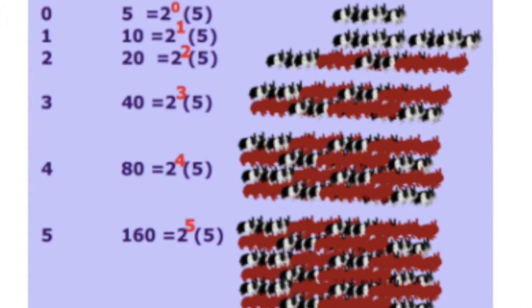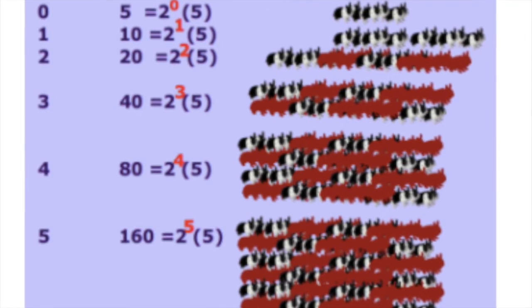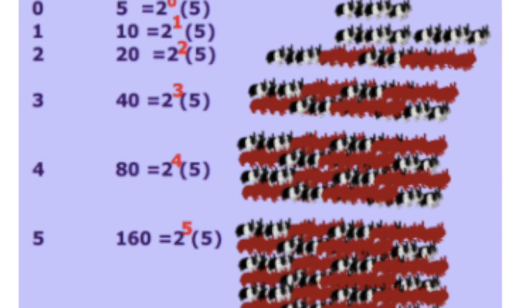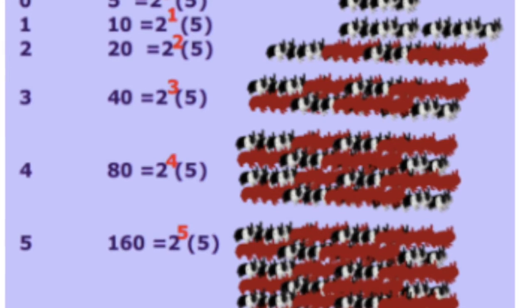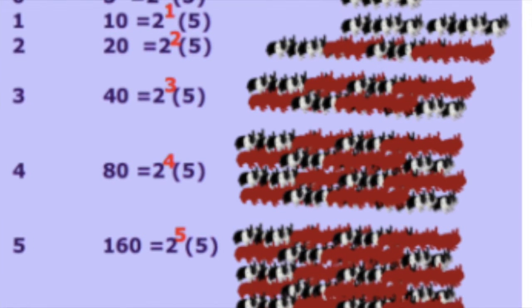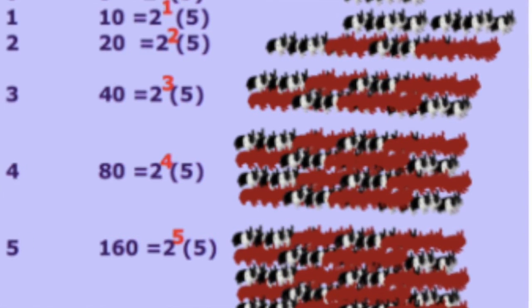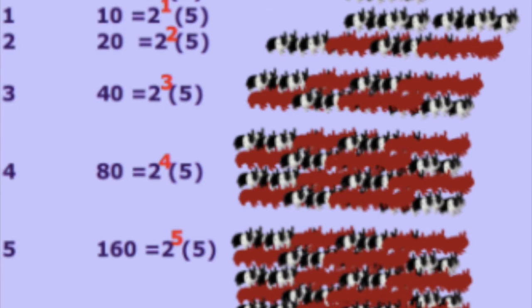And as we can see on the representation of the 5-year chart, in 1 year we will have 10 rabbits, in 2 years we will have 20 rabbits, and in 5 years we are going to have 160 rabbits.